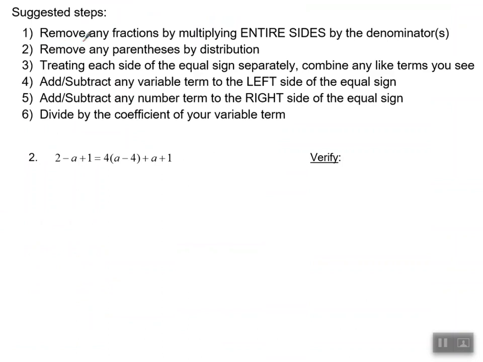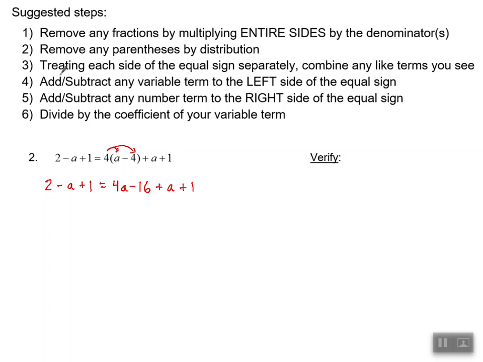Number 1, remove any fractions. Well, I still do not see any fractions, so we don't have to worry about number 1 here. Number 2, remove any parentheses by distribution. I do see a set of parentheses here, so I know I'm going to have to distribute the 4 to the a and the 4 to this minus 4. The left side of the equation is not touched yet, so I'll just write it down here. I've got my equal sign. 4 times a becomes 4a. 4 times 4 becomes 16, but because the minus sign is there, I still need to separate those two terms with that minus sign. I'm going to put the plus a and the plus 1, and now step 2 is finished.